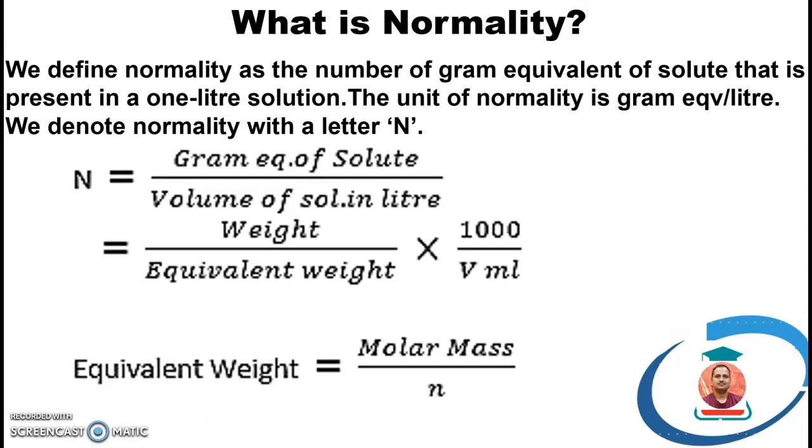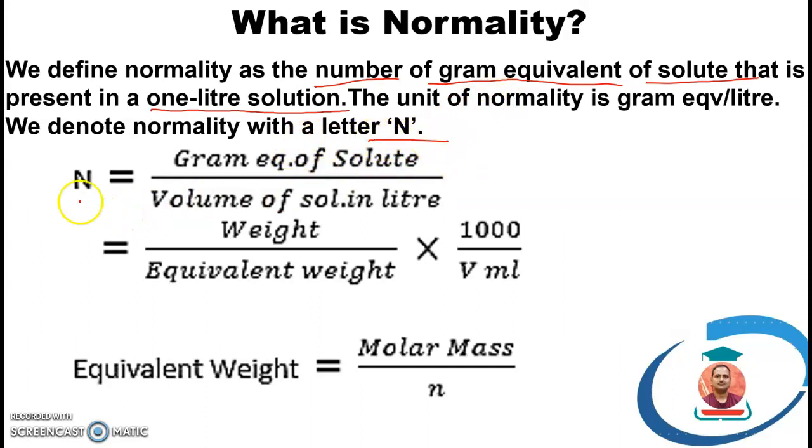Normality represents the number of gram equivalents of solute that is present in 1 liter of solution. So 1 liter of solution contains how many gram equivalents? That will be normality, and it is represented by the letter N.